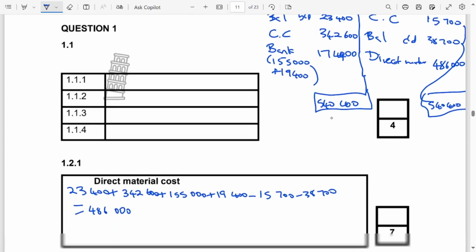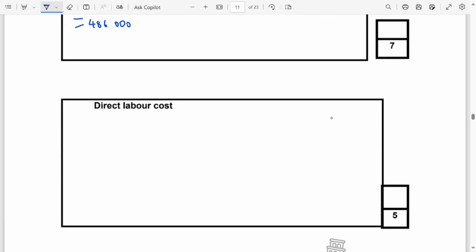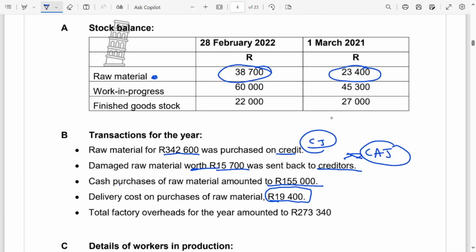Then now we move to the direct labor cost. So for the direct labor cost, what did they say?